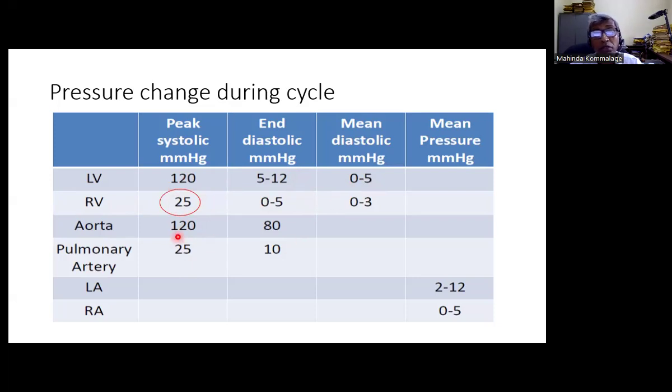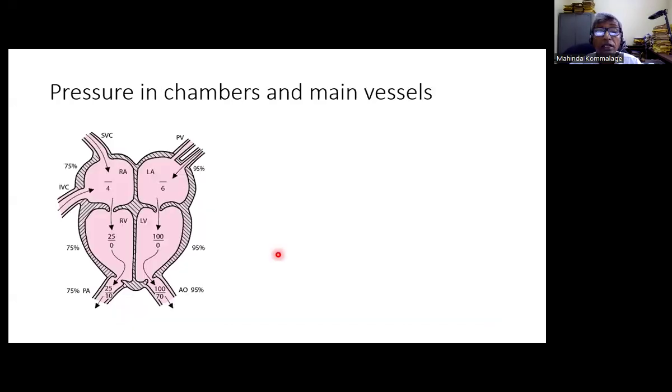Aorta also the same. Aortic systolic pressure is 120, the highest pressure, and diastolic pressure is 80. Pulmonary highest pressure is 25 millimeters of mercury. This one is 0, and in some places, especially the atria, sometimes pressure is 0 millimeters of mercury. So you get some idea about the pressure changes in the chambers, systole and diastole. For example, the left ventricular pressure will vary from 120 to 0. Here 25 to 0, right?